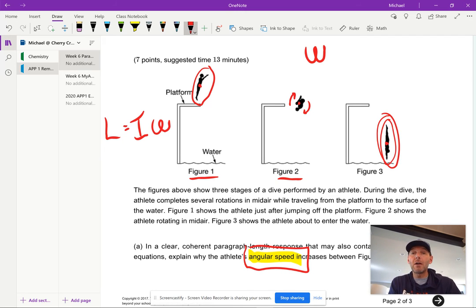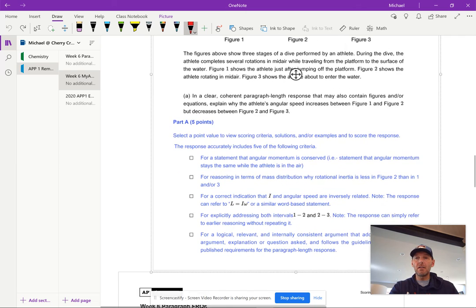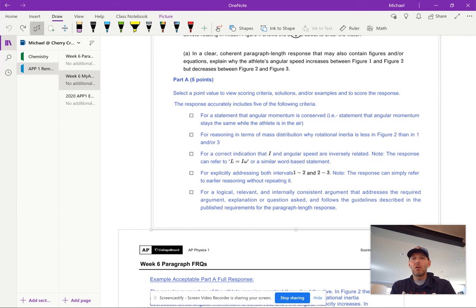So what do we need to talk about? We need to talk about momentum, angular momentum. We need to talk about rotational inertia, and we need to cover the variable that they're asking about. And so when we're looking at how to score this thing, if I do that, 1 point for a statement that angular momentum is conserved. If you're talking about momentum, it's worth mentioning in your answer that momentum is conserved.